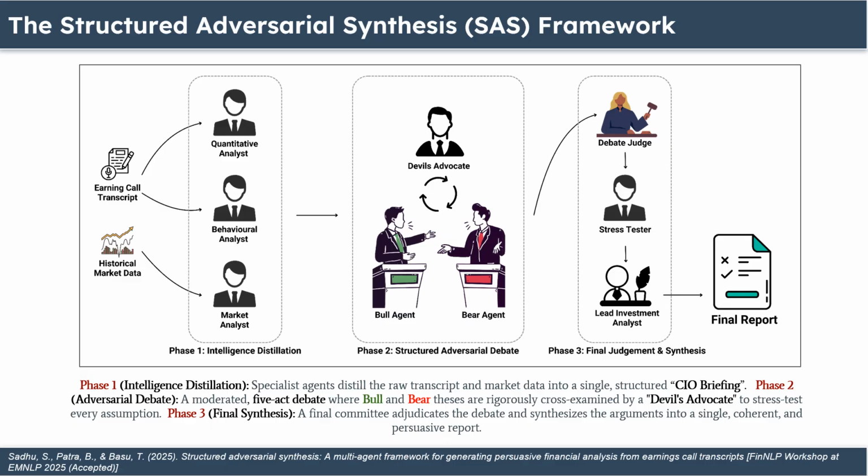Phase 2 is the core of our contribution, the structured adversarial debate. This is not a chaotic open-ended chat. It is a deterministic 5-act protocol. A bear and a bull agent construct opposing theses, and these theses are then rigorously cross-examined by a devil's advocate agent to stress test their every assumption. Finally, in Phase 3, the final judgment and synthesis, a concluding committee of agents adjudicates the debate and synthesizes the entire stress-tested analysis into a single coherent and persuasive final report.